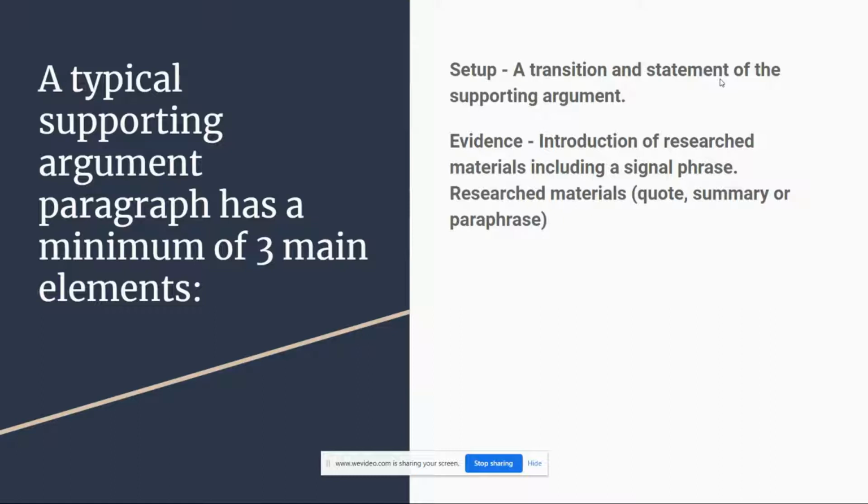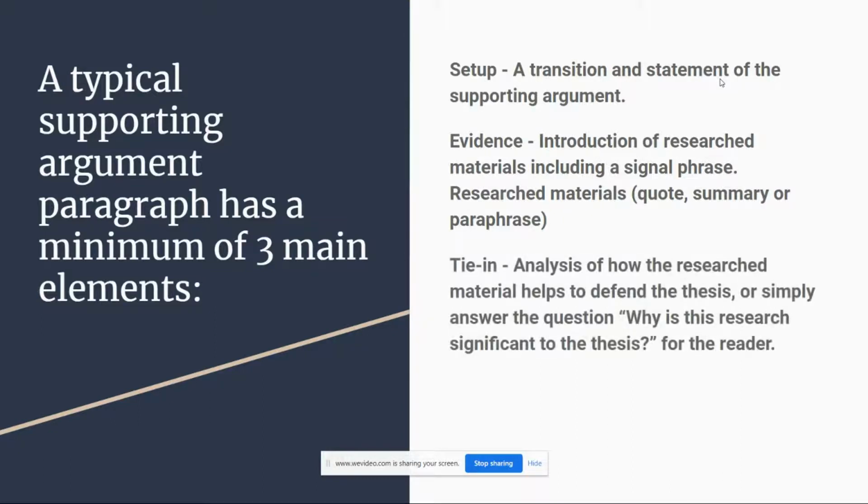Next is the tie-in. The tie-in is an analysis of how the research material helps to defend the thesis, or simply answer the question, why is this research significant to the thesis for the reader? The tie-in is vitally important and is often the difference between a paper that receives low marks and one that receives high marks. This is where the writer shows critical thought, explains their reasoning, connects the evidence to the supporting arguments, and connects the supporting arguments back to the thesis.